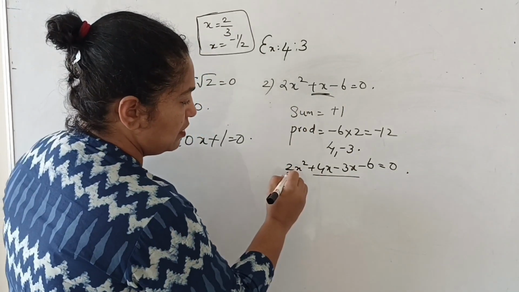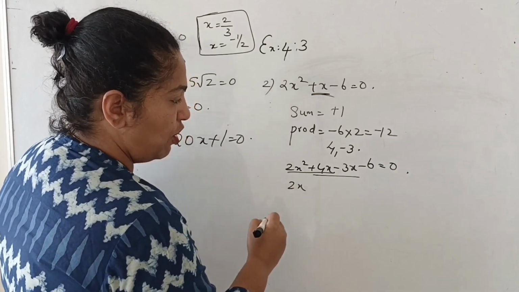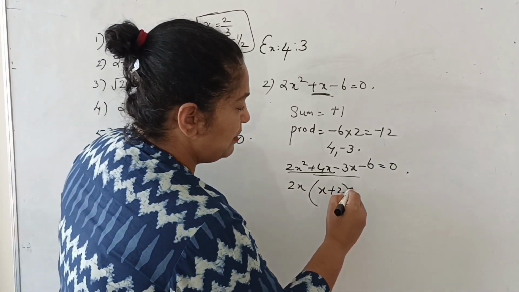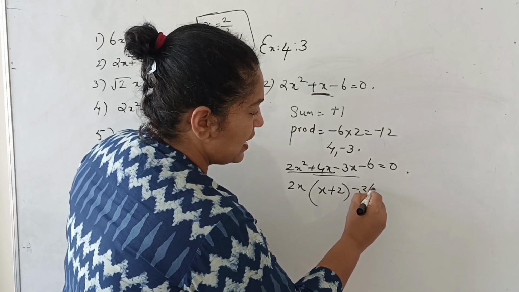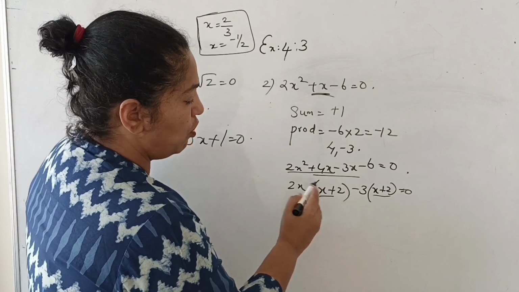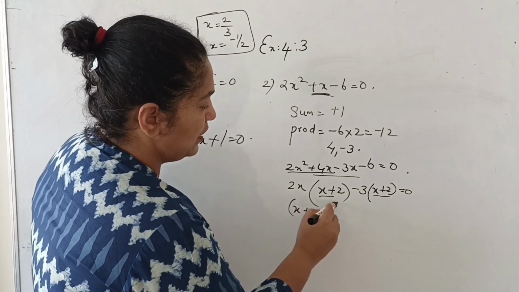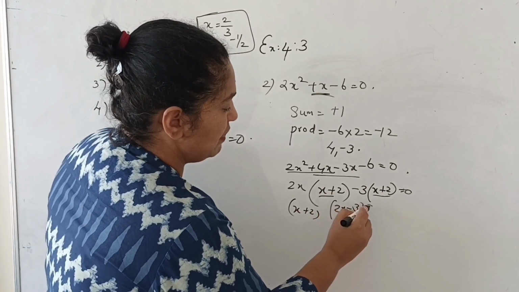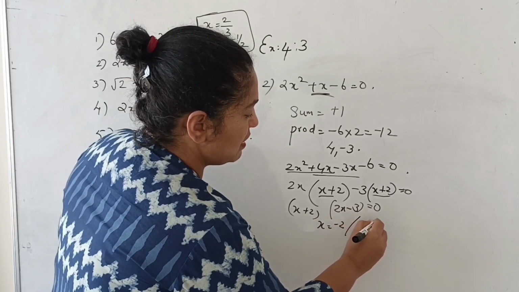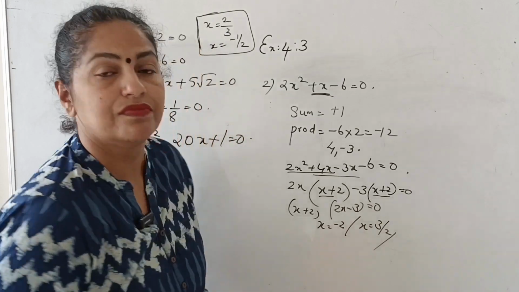So x I have represented as 4x minus 3x. Take out the common factor. From the first two, you will get 2x as a common factor, so you will get x plus 2. Correct. From here, if you take out a 3, again you will get x plus 2 as the factor. You can see x plus 2 is common. So x plus 2 into 2x minus 3 is equal to 0. Thus giving us x is equal to minus 2 or x is equal to 3 by 2.